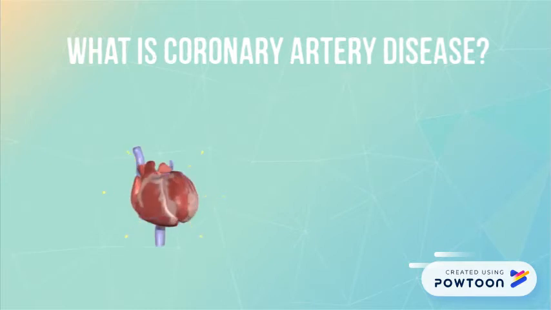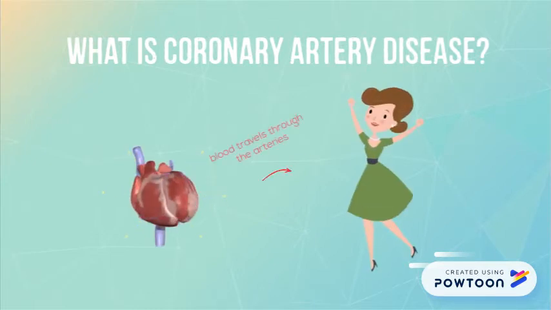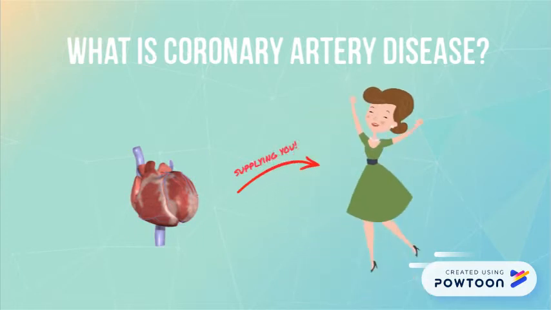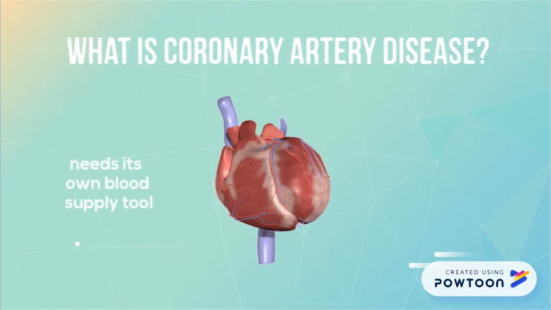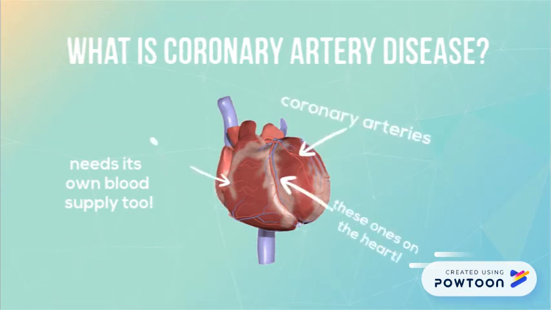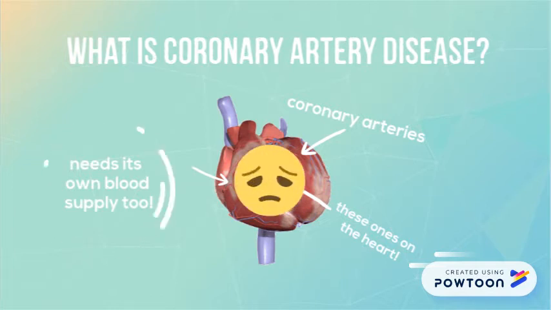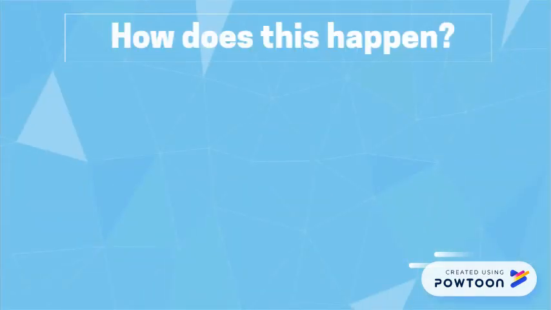Usually, your heart pumps blood, which travels through your arteries to the rest of your body to supply it with oxygen and nutrients. But your heart also needs its own blood supply to function. Coronary arteries supply the heart, and when they get blocked, you have coronary artery disease. So how does this happen?